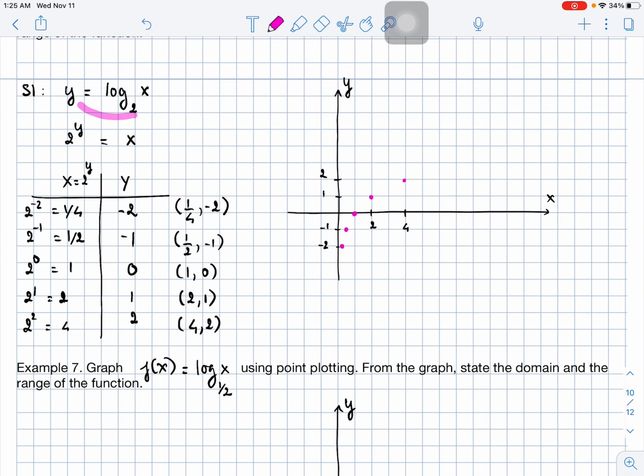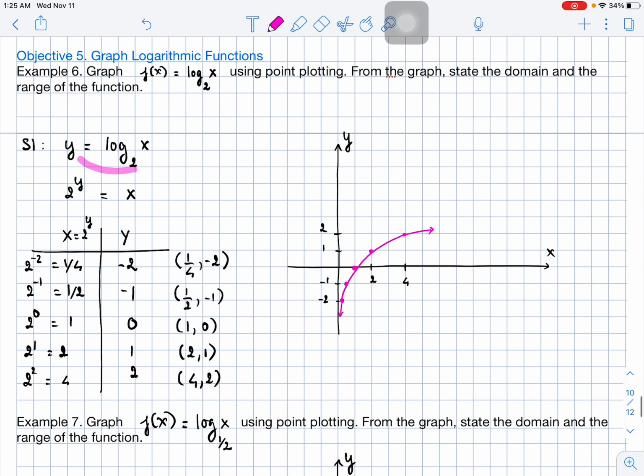And then we connect those points. After that, we can extend. You notice that you don't extend past the y-axis, okay? It will approach the y-axis, but not pass it.